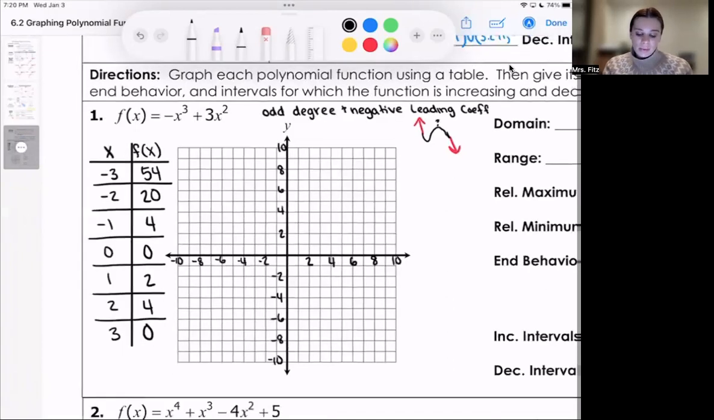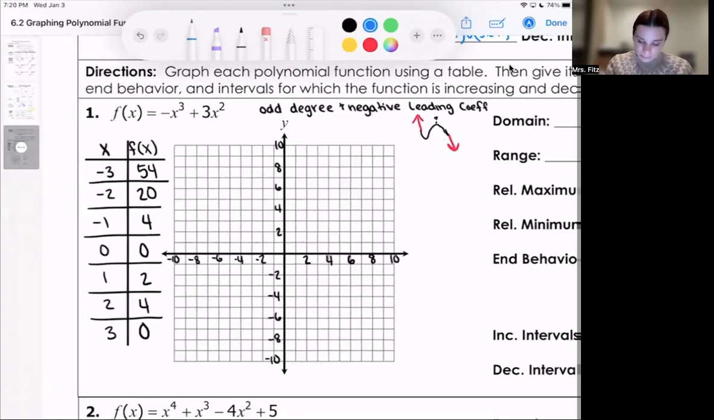Okay, so we're going to plot these points. We have -1, 4. We have 0, 0. We have 1, 2. We have 2, 4. We have 3, 0. Okay, so polynomials, they are smooth and continuous. So when you're actually connecting these dots, you want to make sure that they are smooth and there's no sharp turns. Notice I didn't do a jagged edge like that. It's smooth and continuous.